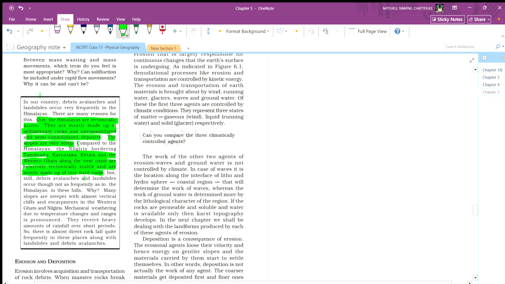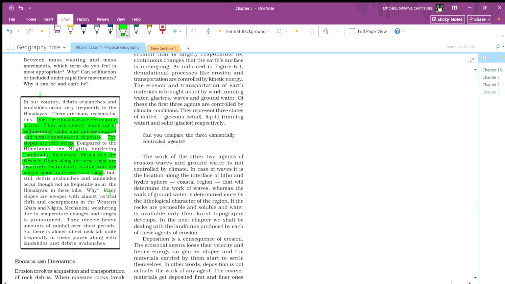But still, debris avalanches and landslides occur, though not as frequently as in the Himalayas, in these hills. Why? Even I am not getting the question.